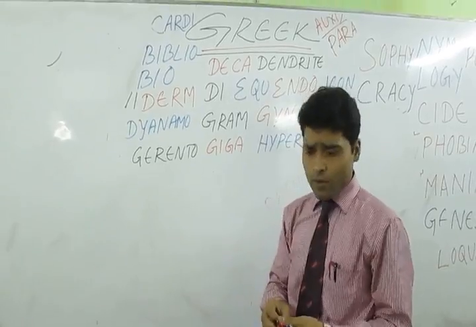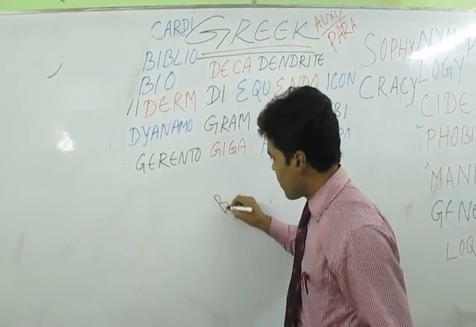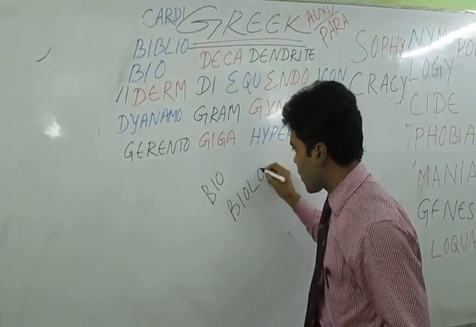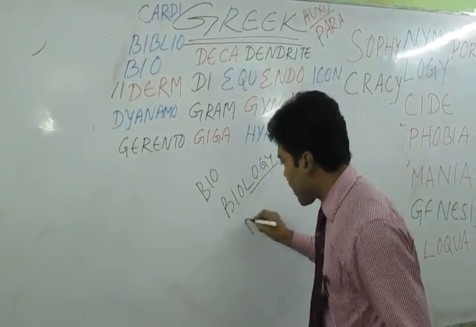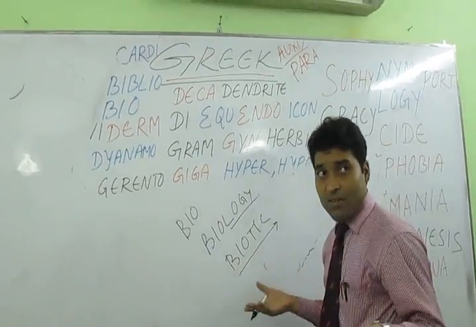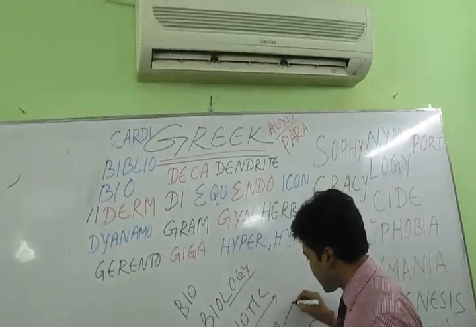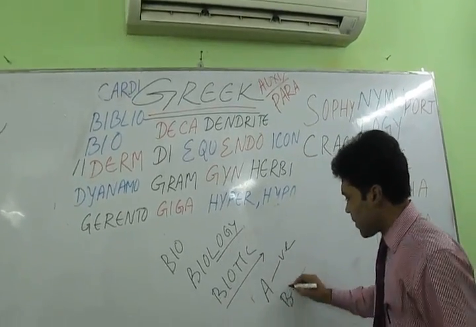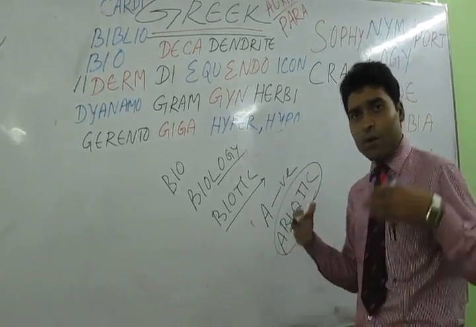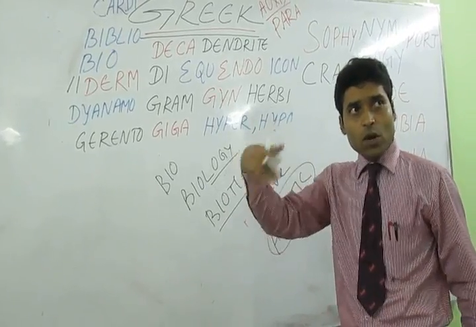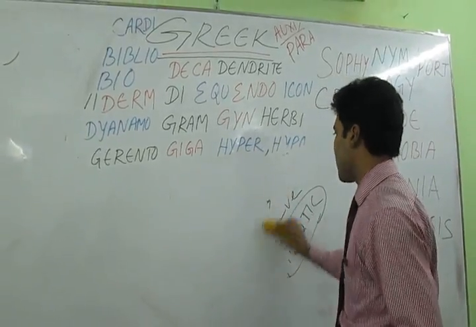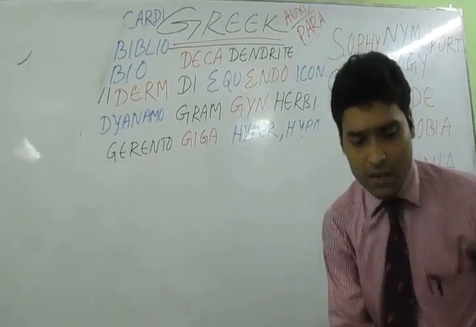Another is bio. Bio means life. If I say biology, that means study of life. Biotic means something which has life. If I say abiotic, A means negative, so abiotic means something which has no life. So biotic means life, abiotic means no life. Keep these biotic and abiotic components for your examination, which will be asked from the science section.